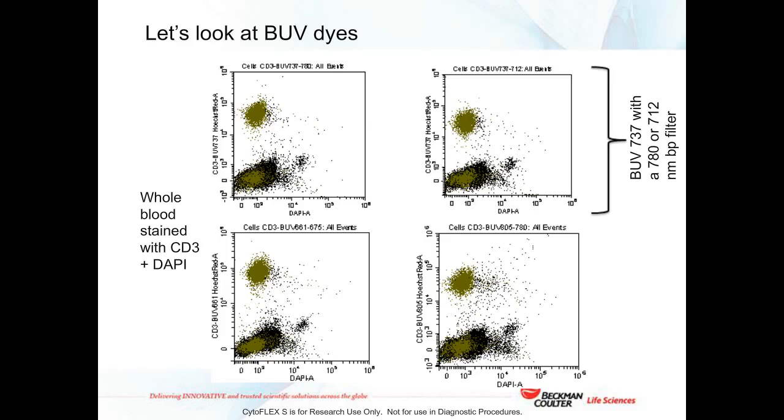You can use the brilliant violet 737 with a 780 bandpass filter or 712 nanometer bandpass filter. You would want to avoid using the 712 nanometer bandpass filter if you are going to use dyes like Alexa Fluor 700 on the red laser line.